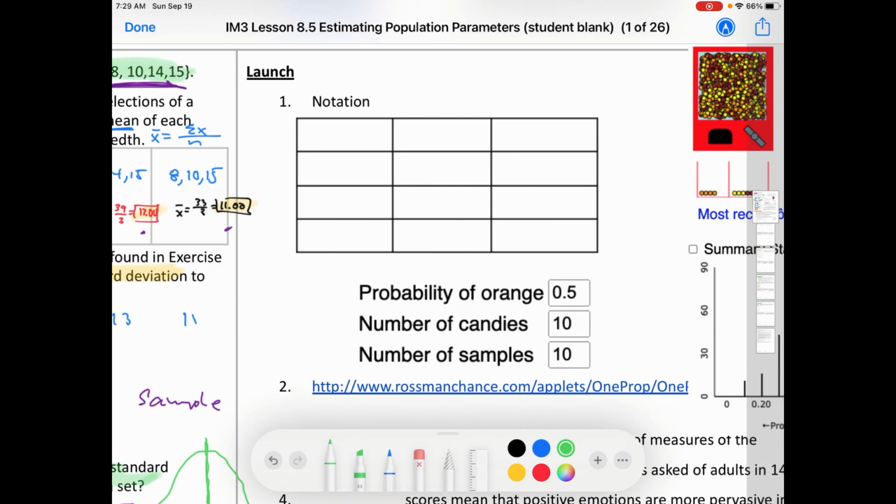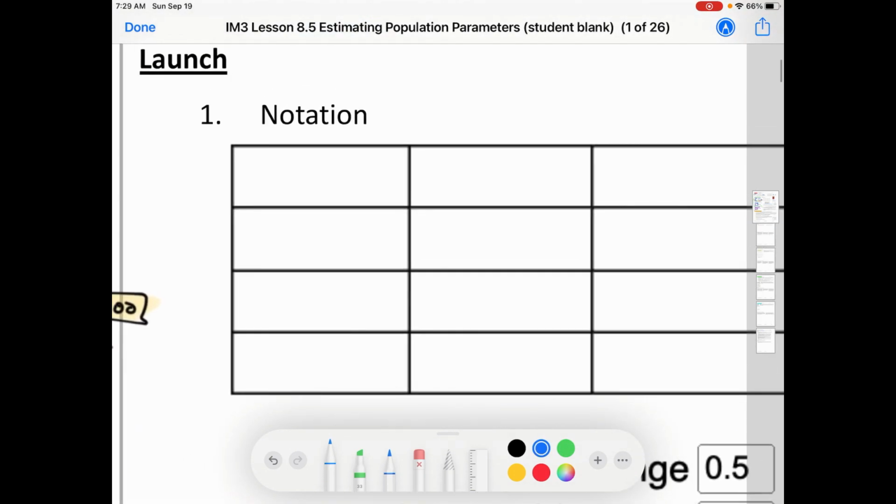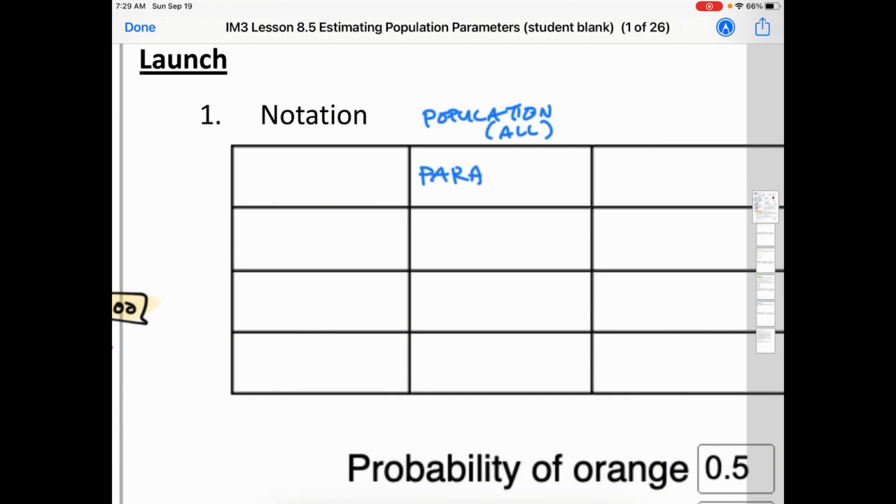And I want to talk about some notation. Like we said, it's not always feasible. It's not always a good idea, or maybe it's too expensive for us to always figure out the population. So the first box over here, we're going to call the population. It is all. And when you get numbers from the whole population, that's called the parameter. Parameter.